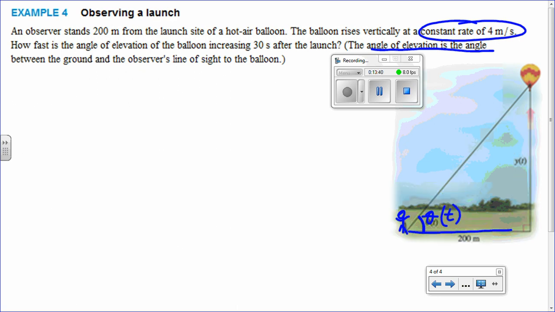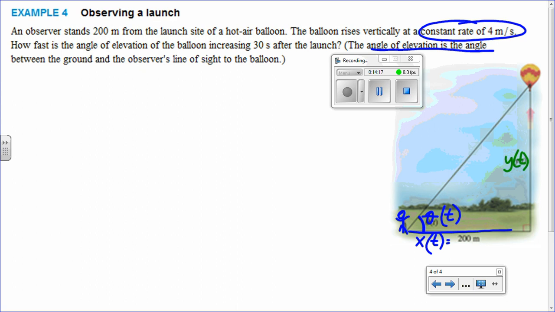So here the independent variable is time. Okay, now we also have something such as the vertical distance, and so this is y of t. And we have something such as the horizontal distance, so let's just call it x of t. Now, since we have a right triangle, we have an angle of elevation, and we have one side, and we don't have the other, but we could find it. We're going to be using a trigonometric ratio.